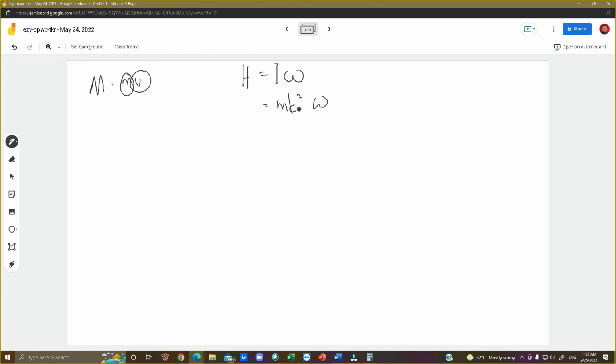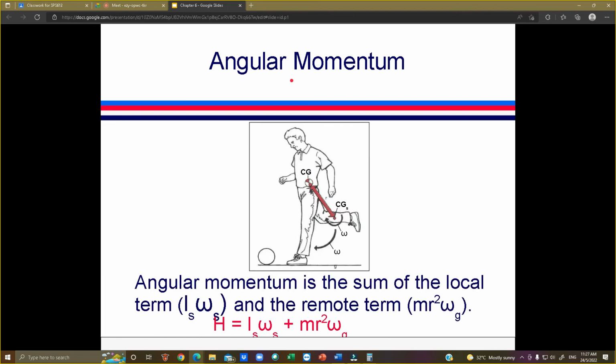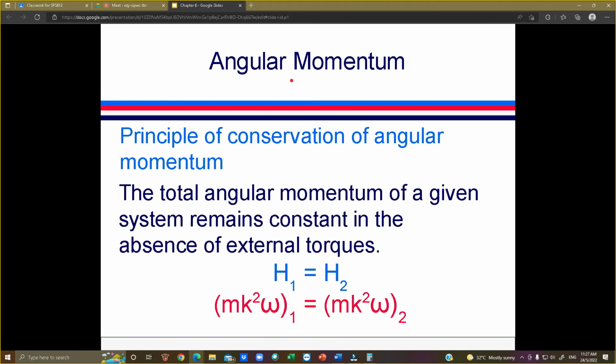Angular momentum is the amount of movement that happens in angular motion. Just as with linear momentum, we look at things that rotate and how much angular momentum they have. Under angular momentum, the most important concept is the principle of conservation of angular momentum.